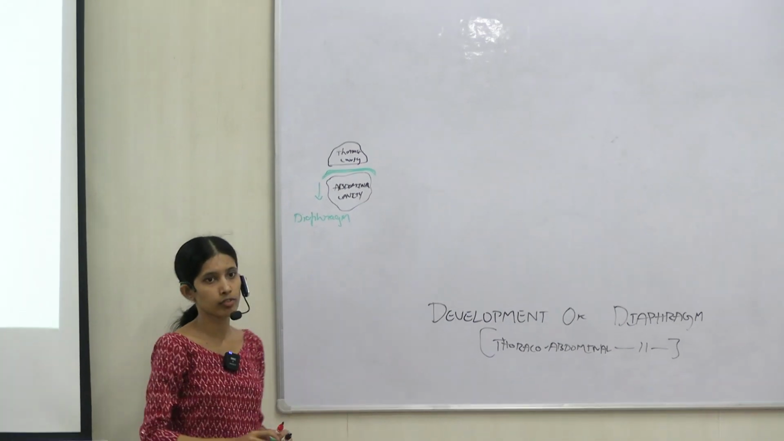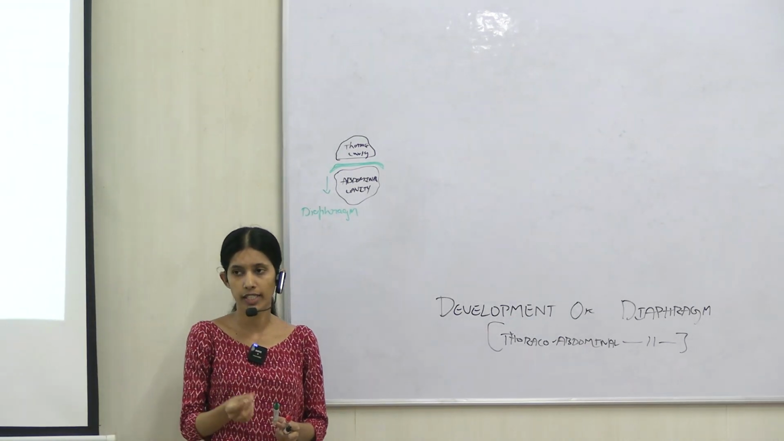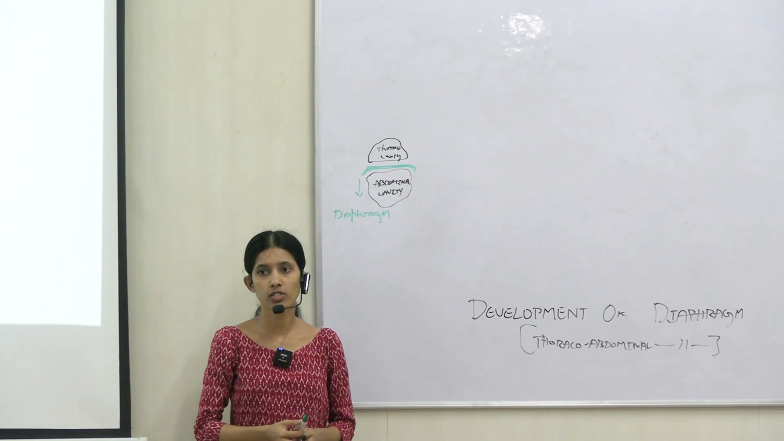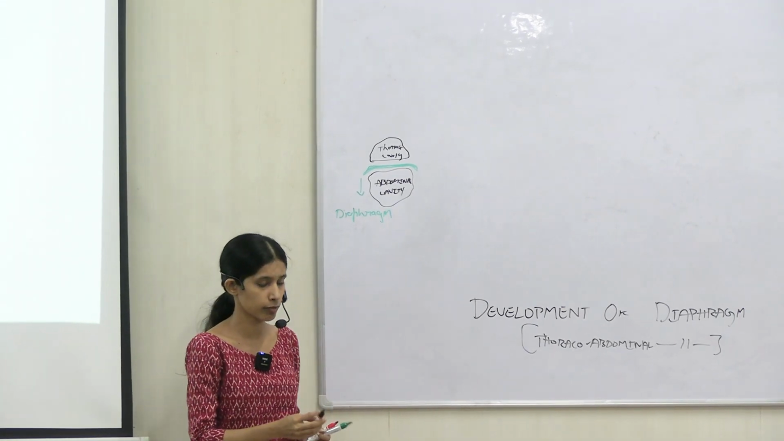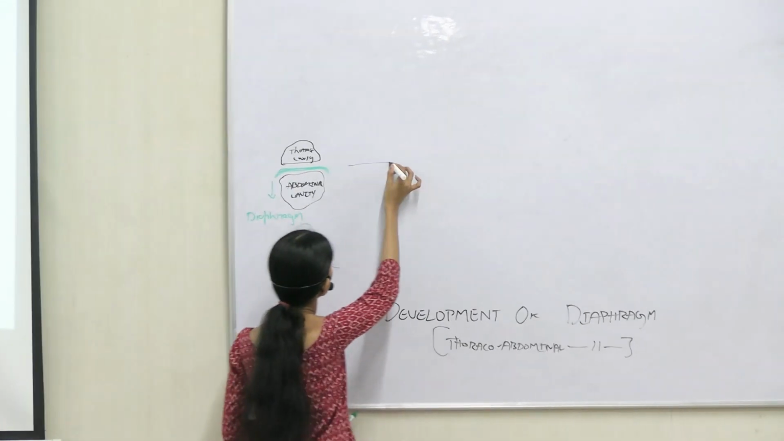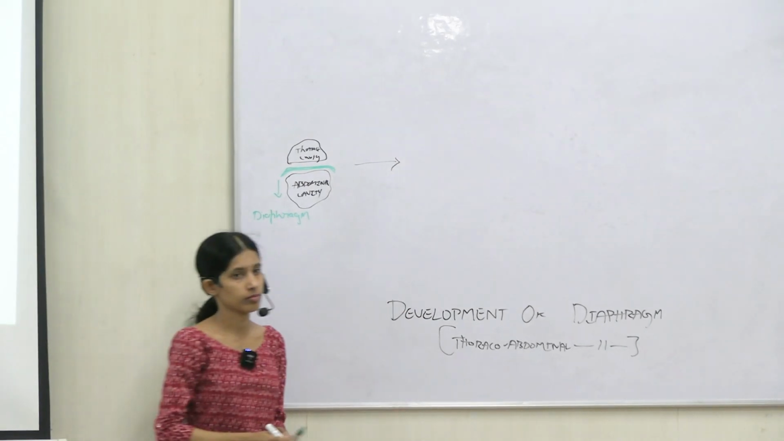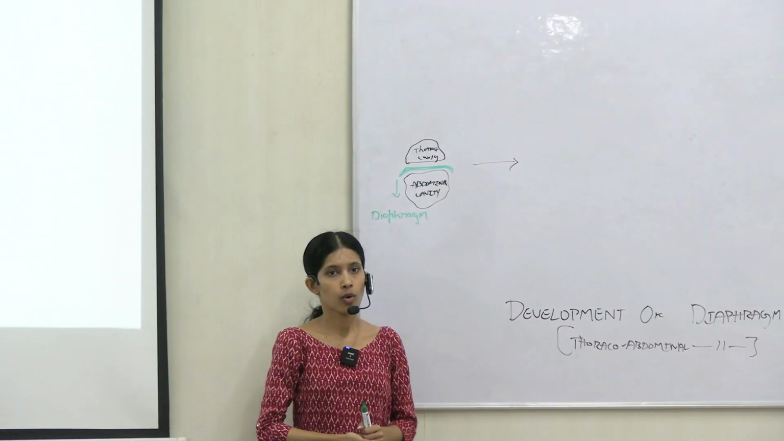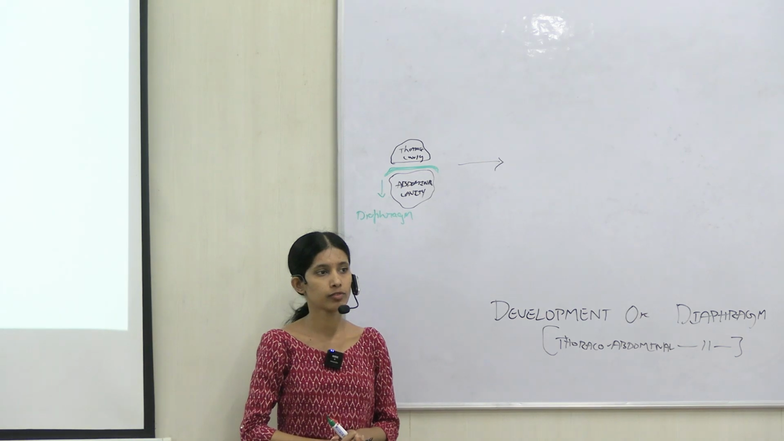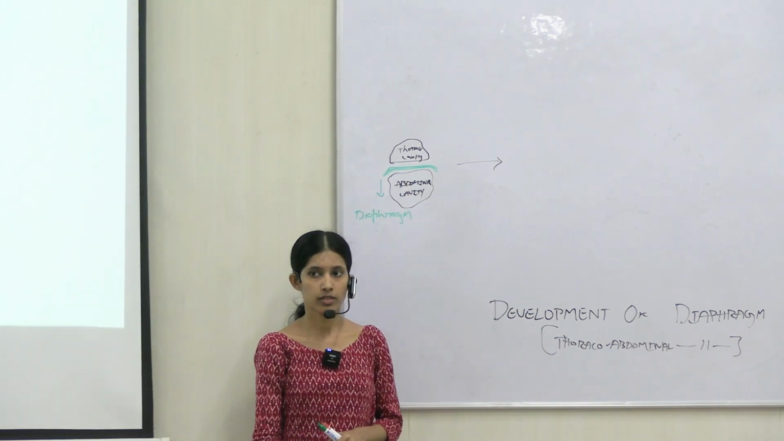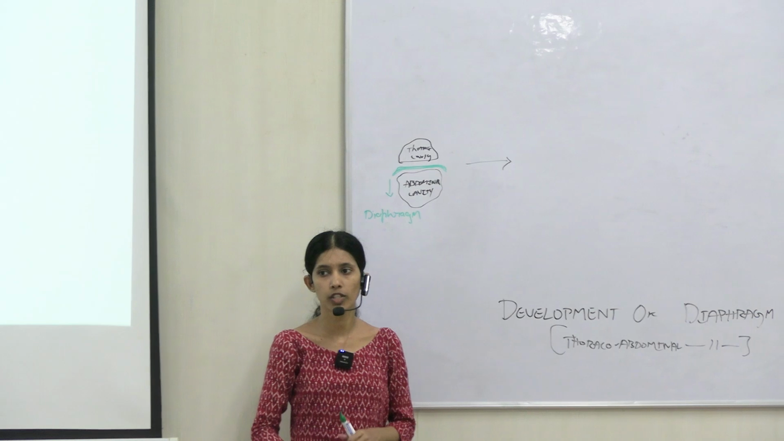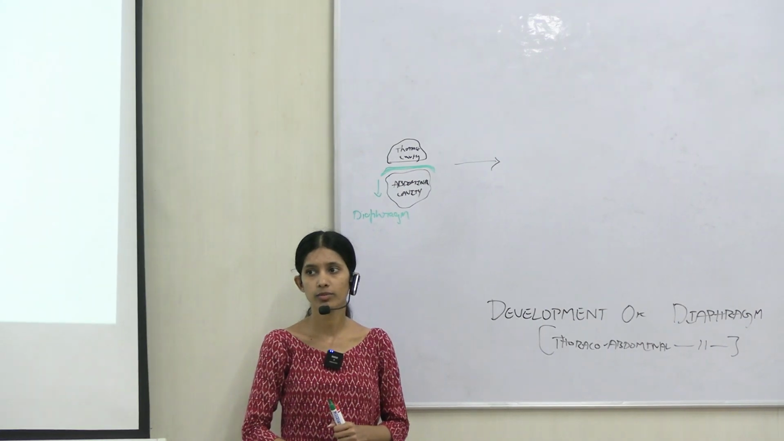How does the adult diaphragm look? What is the shape of the adult diaphragm and what are the structures we can see in the adult diaphragm? What is the shape of the adult diaphragm? Dome shaped. Okay. What are the structures we can see in it?